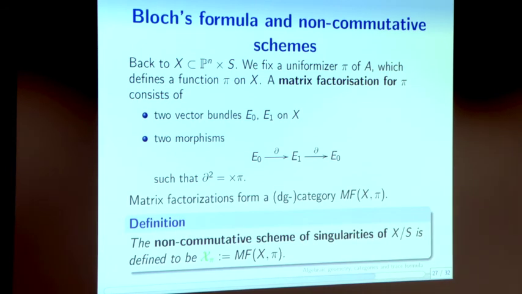And they form a DG category, so they form a non-commutative space. And the non-commutative space of singularities of X over S, by definition, is this thing. So objects are this, and between these objects, you have complexes of maps. They form a DG category in a natural way. And that's a non-commutative space I want to use. I want to apply the trace formula to it.